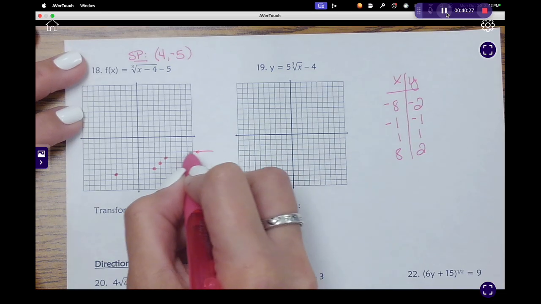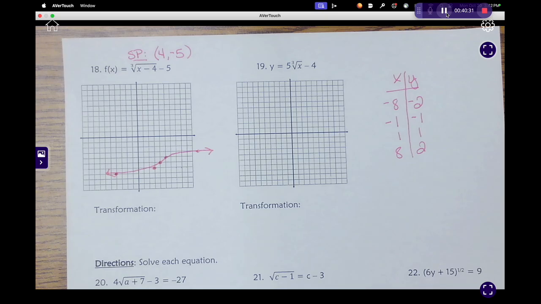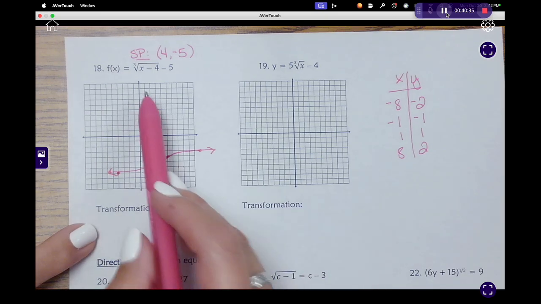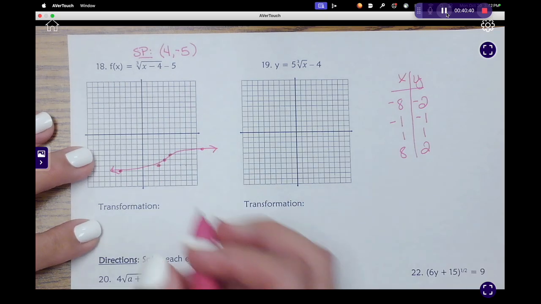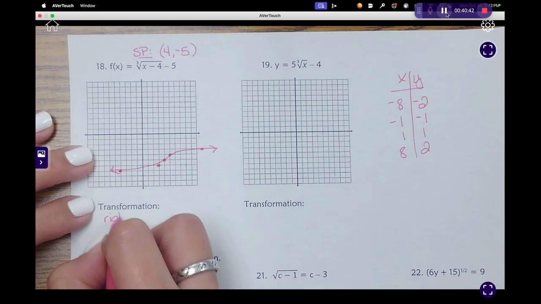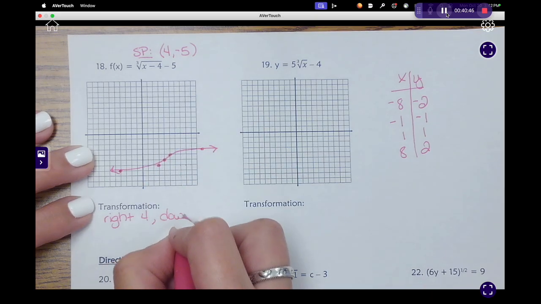Okay, so here is that graph. Okay, and I did just realize we didn't do the transformation on the last one, so we'll go back to that here in a second. But looking at this one, transformation, my a didn't change at all. My 4 right here is going to tell me I'm going to go to the right 4 units, and then that's going to tell me I'm going to go down 5 units.